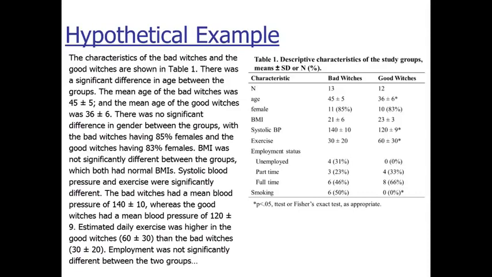The mean age of the bad witches was 45 and the mean age of the good witches was 36. There was no significant difference in gender between the groups, with the bad witches having 85% females and the good witches having 83% females. BMI was not significantly different between the groups, which both had normal BMIs. Systolic blood pressure and exercise were significantly different. The bad witches had a mean blood pressure of 140, whereas the good witches had a mean blood pressure of 120. You can see that the author here is literally just reading the table for the reader.